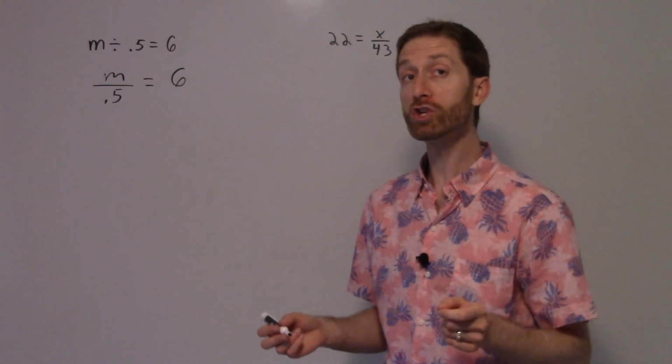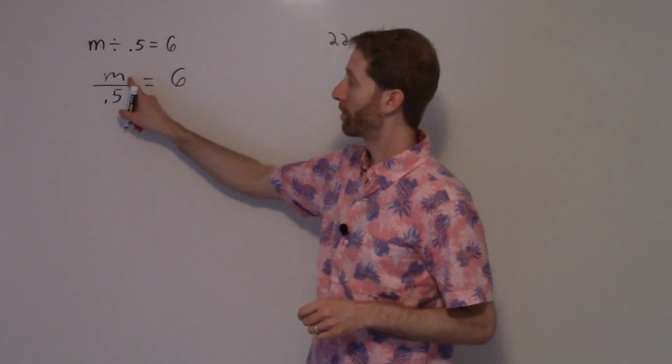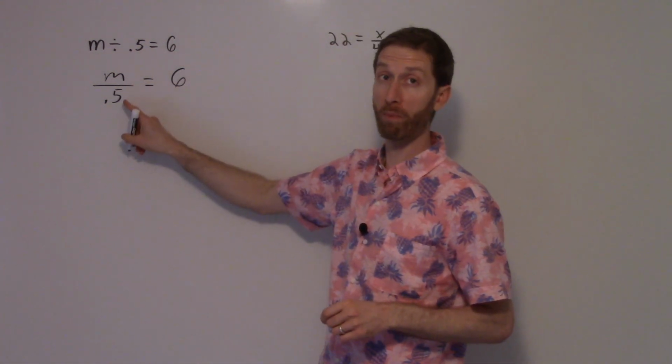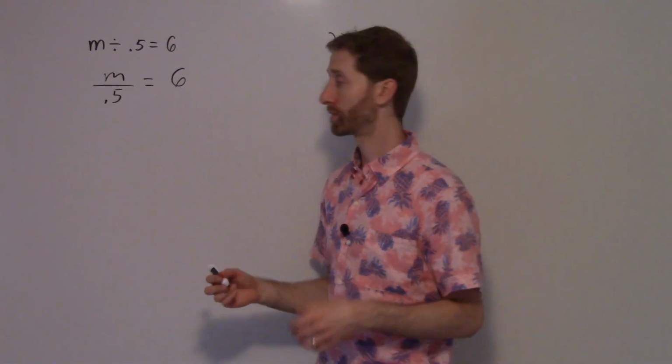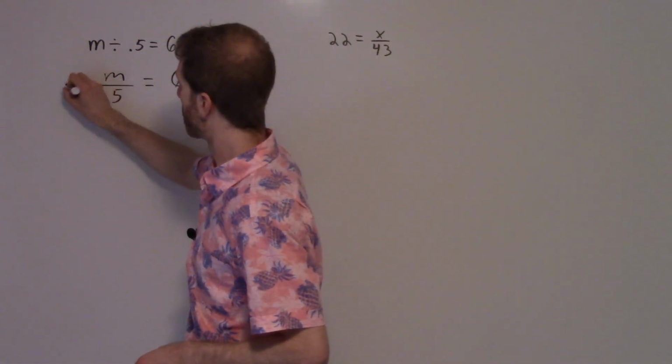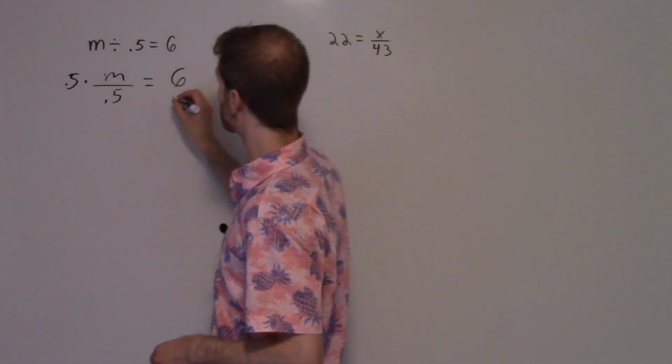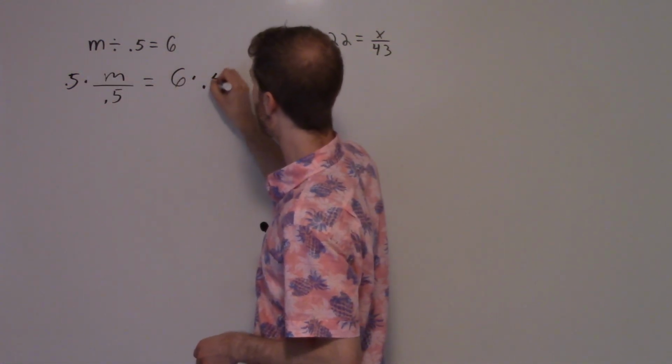We want to undo what's being done to the variable. How do I undo division by 0.5? I multiply both sides by 0.5. So I do the same thing to both sides, times 0.5.